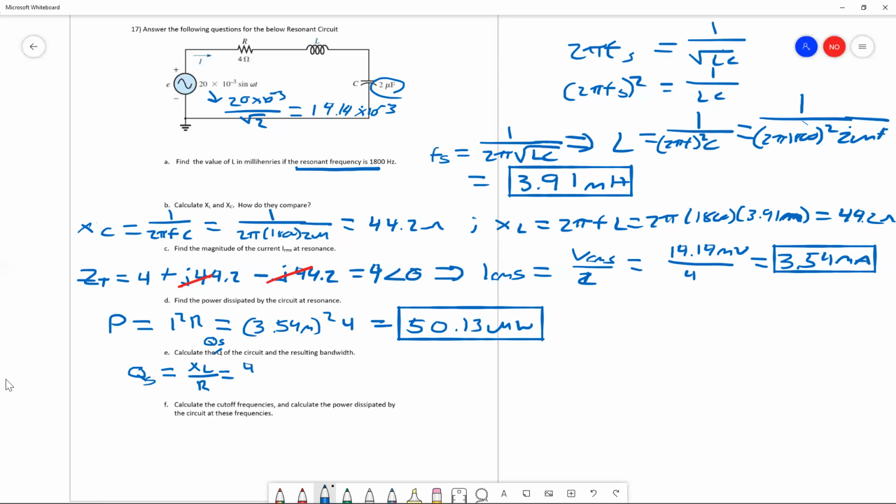So that would be 44.2 at 4. And that would give us roughly 11.05. So remember that this right here, I know it's labeled as Q, which can be confusing because we just dealt with power, but it is Q subscript S, which you can find at the very bottom of your equation sheet.